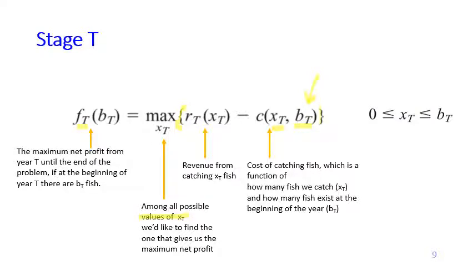So f_T(bT) is the maximum net profit from the year T until the end of the problem, if at the beginning of the year T we have bT fish. Okay, and then this is the allowable decision, that you may catch the fish from 0 up to bT.